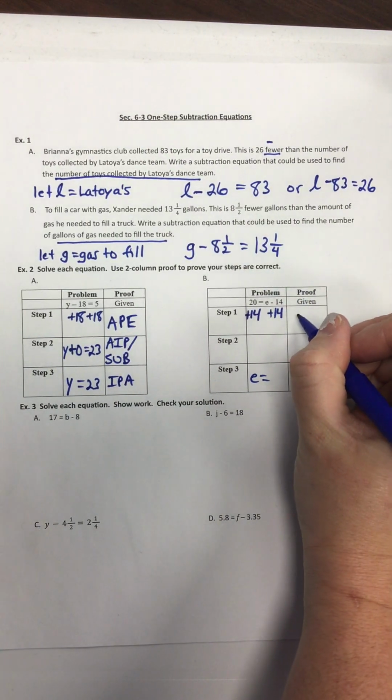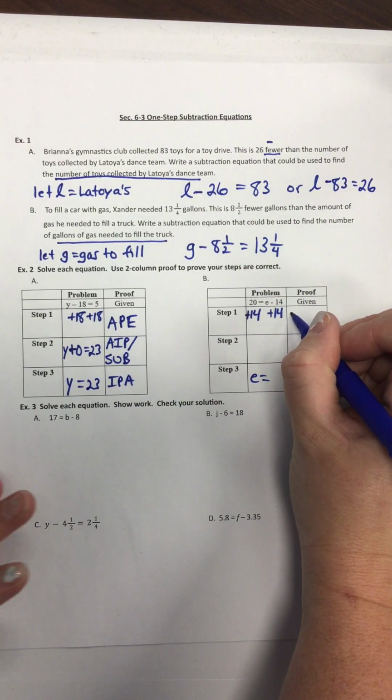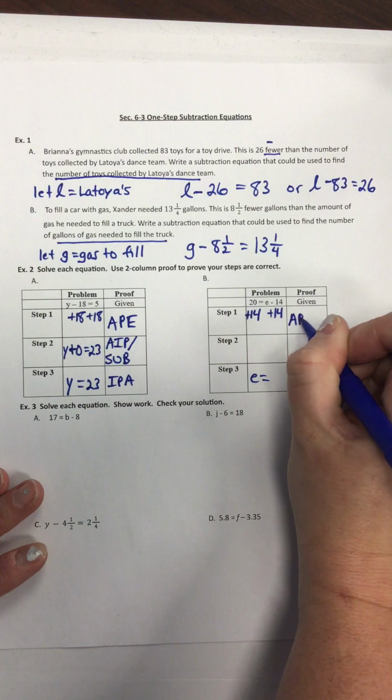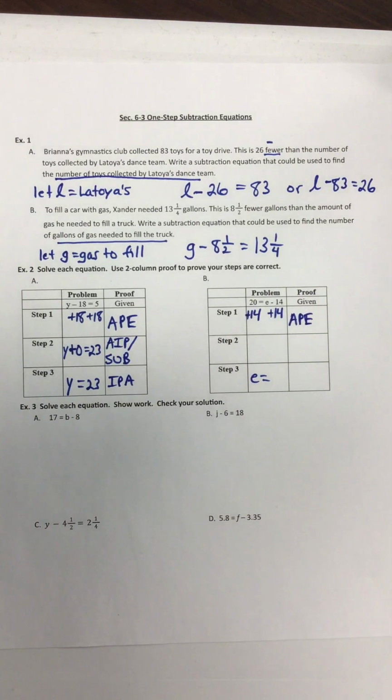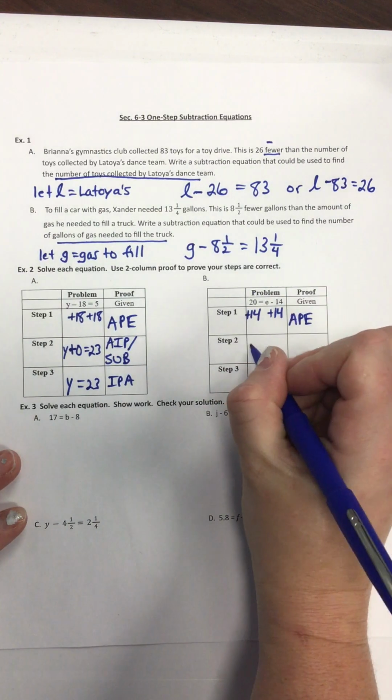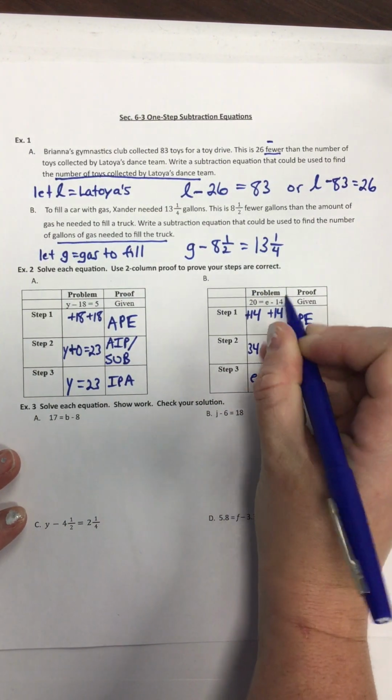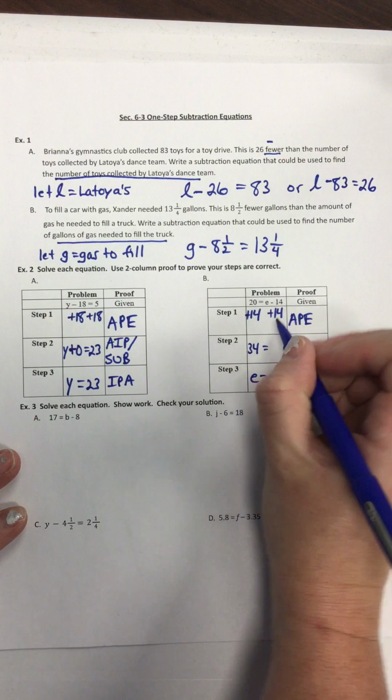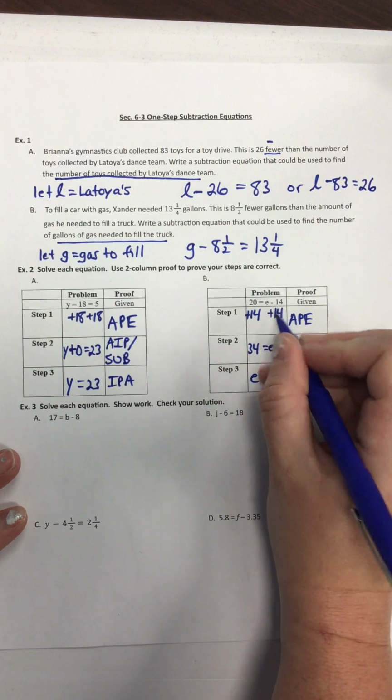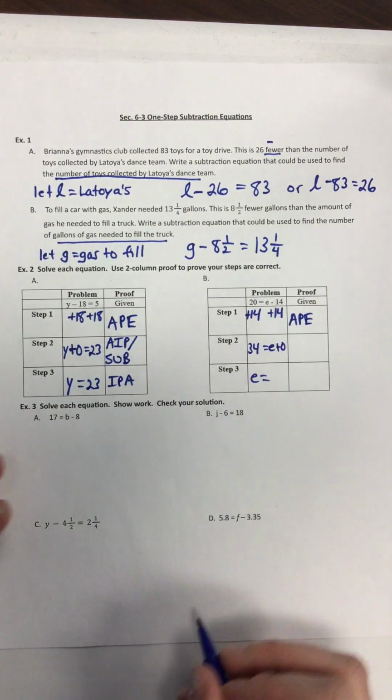Again, what am I doing? I'm adding to the same side. So that's the addition property of equality, where I'm adding to each side. Okay, 20 plus 14, right? That's going to give me 34. That minus 14 and that plus 14, I'm going to get e. That's going to give me a 0, so I'm going to get e plus 0.